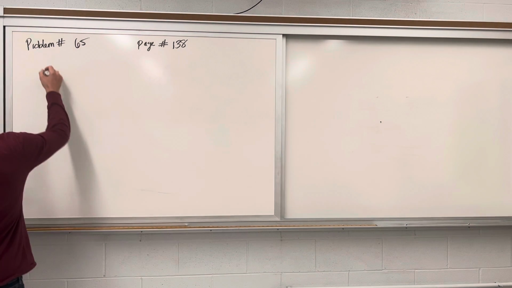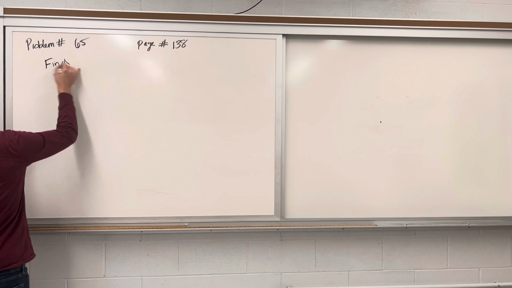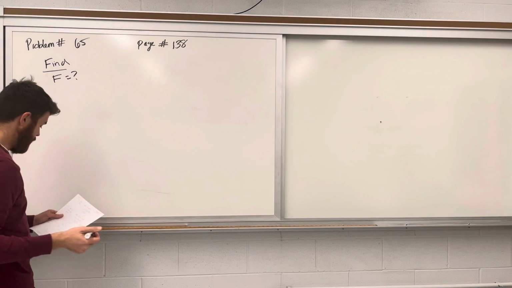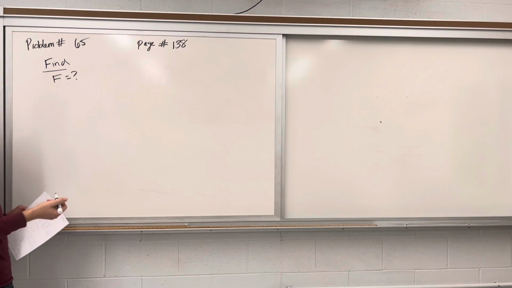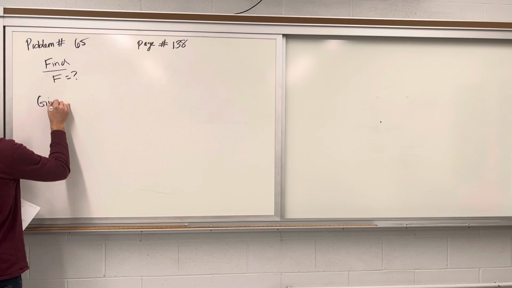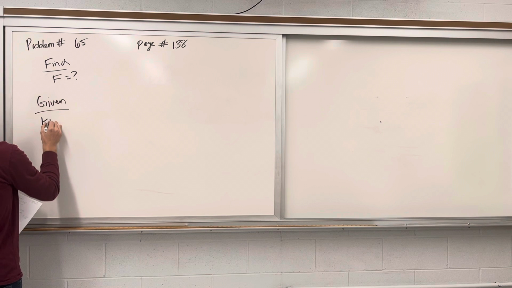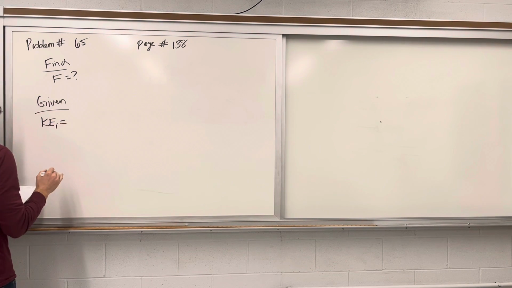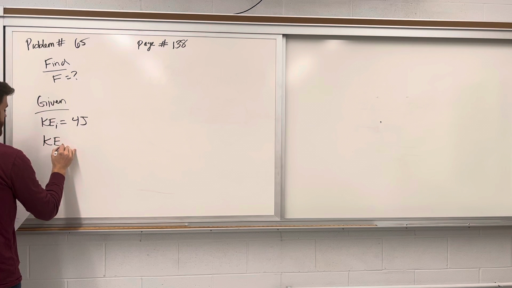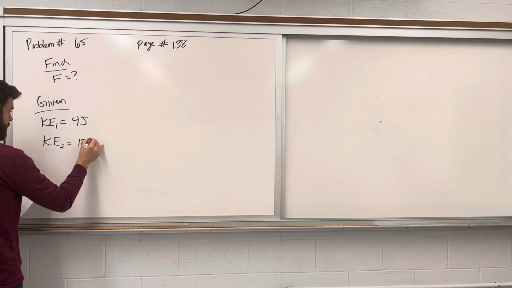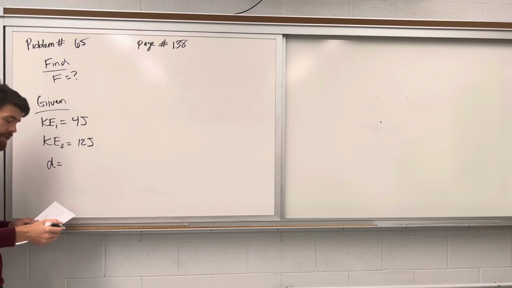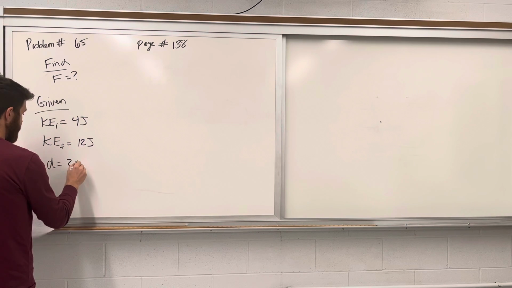Right, so we're being asked to find the average force acting on the car during that 2-meter interval over which its kinetic energy increases. So what's given? Well, its initial kinetic energy is 4 joules. Its final kinetic energy is 12 joules. And the distance over which the force is applied and the kinetic energy changes is 2 meters.